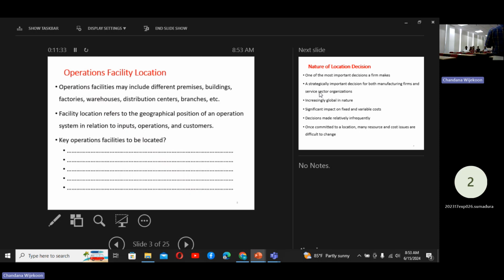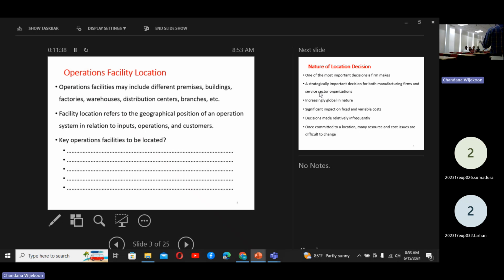So what we mean by operations facilities here are the premises or buildings used for operations. Depending on the scale of the business and the type of operations they manage, they may require various different facilities. Here we try to understand where to locate them and what factors to consider when selecting the locations. Is that clear?